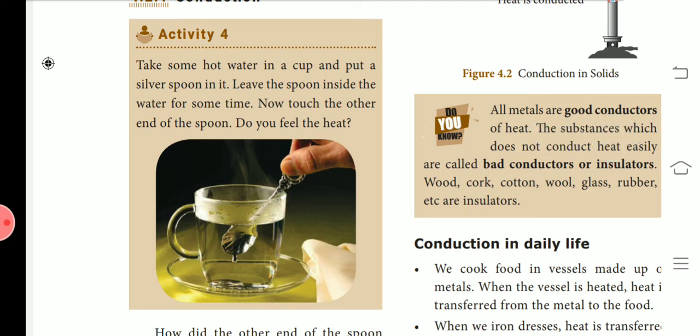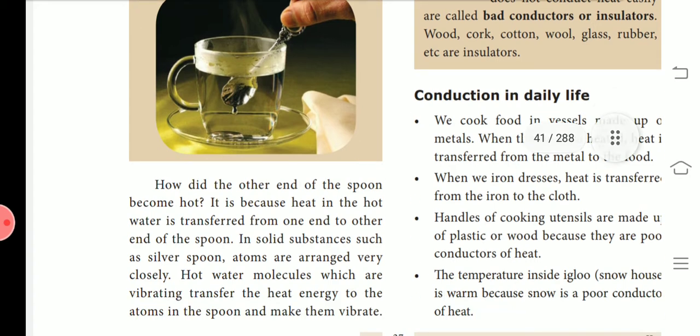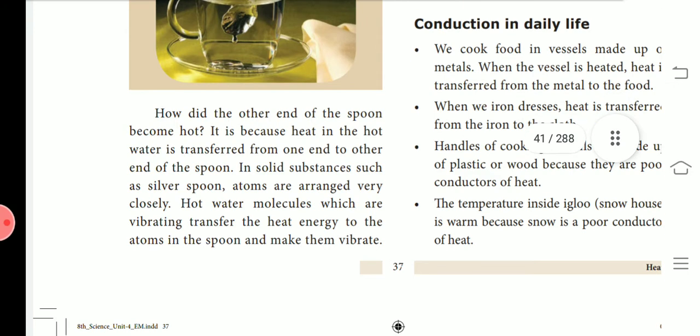First you are going to take some hot water in a cup. You are going to put a silver spoon on it. You are going to leave the spoon inside the water for some time. Now when you touch the spoon, you can feel the heat because the heat is transferred from the hot water of the cup to the spoon. Okay, so here you can see there is a heat transfer takes place from the hot water cup to the spoon. You can feel the heat on the spoon. So this is a best example for conduction.